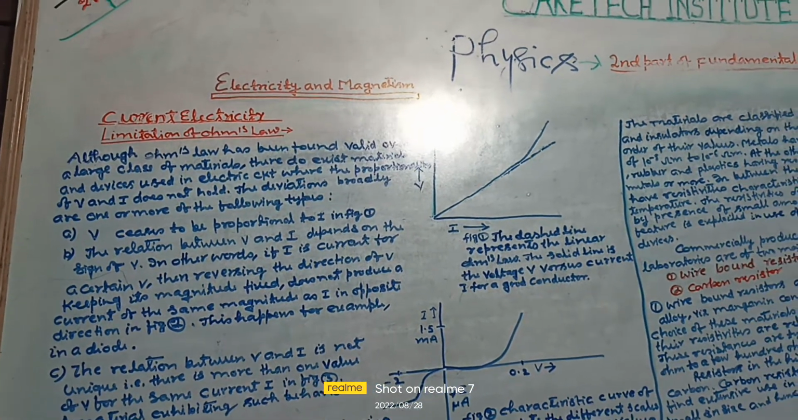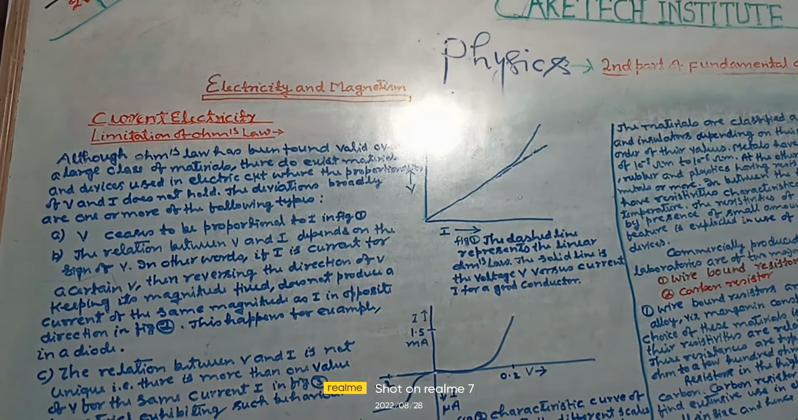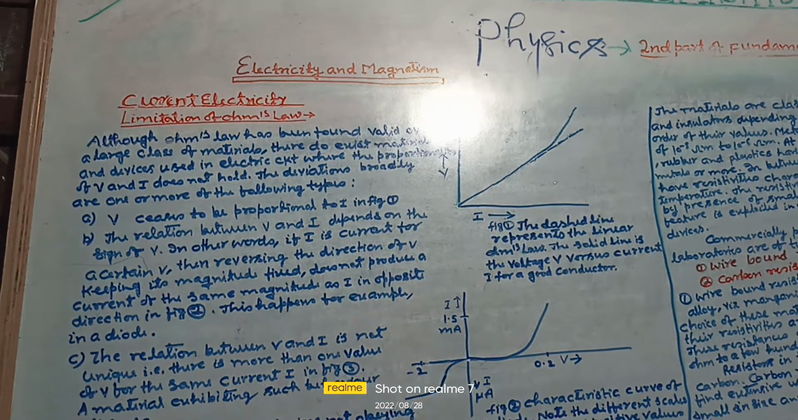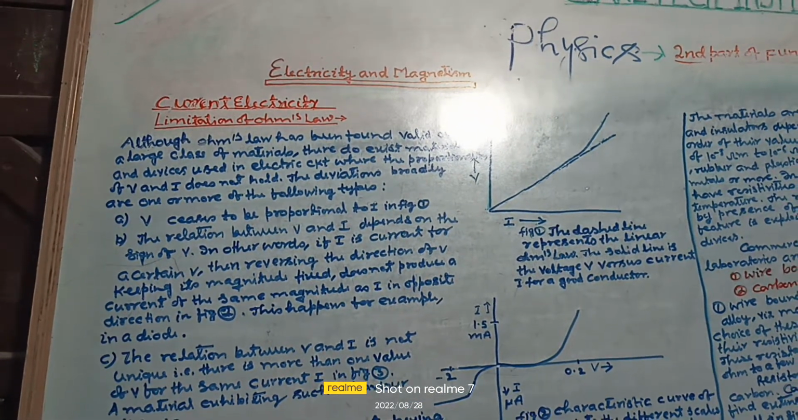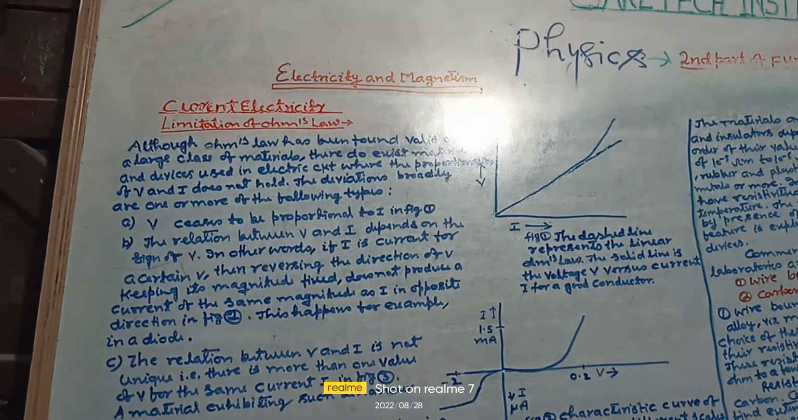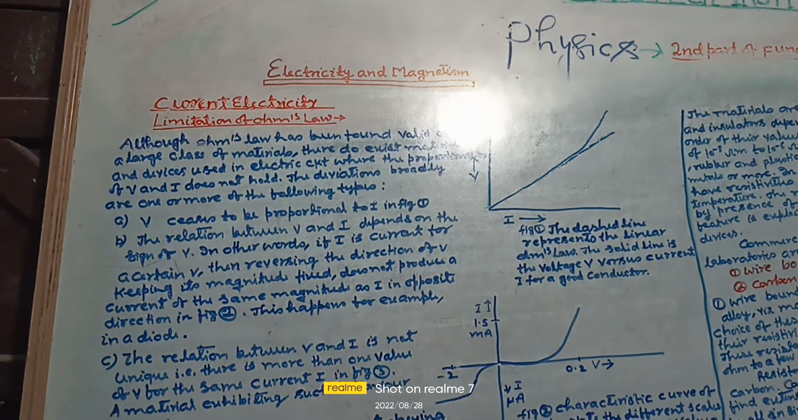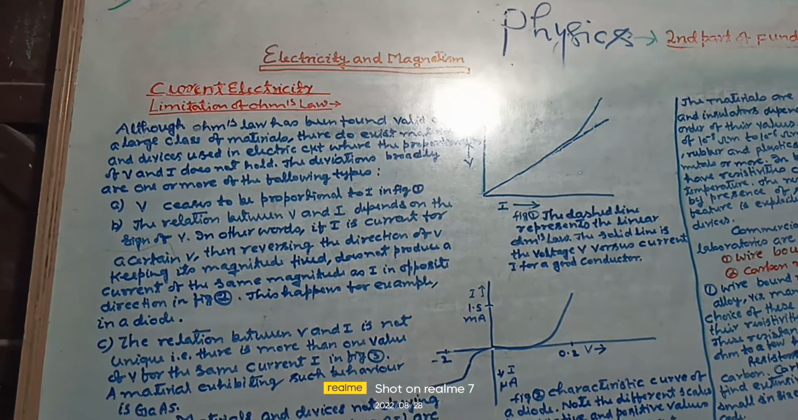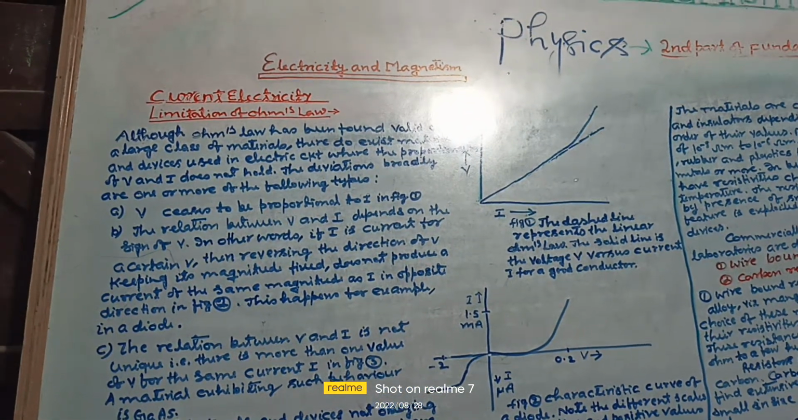As shown in figure 1, the graph between potential difference and current: V is said to be proportional to I. In figure 2, the relation between V and I depends on the sign of V. In other words, if I is the current for a certain V, then reversing the direction of V, keeping its magnitude fixed, does not produce a current of the same magnitude as I in the opposite direction. This happens, for example, in a diode.